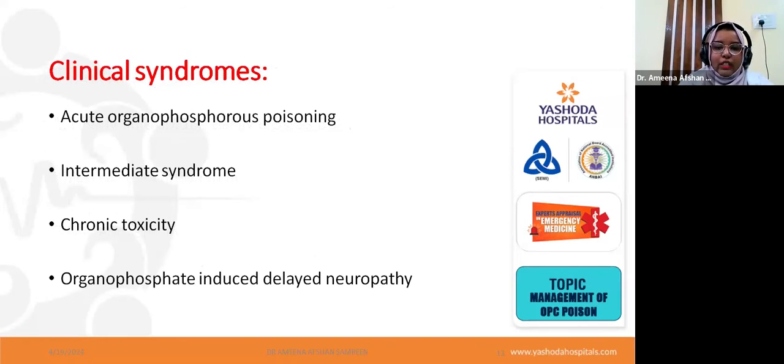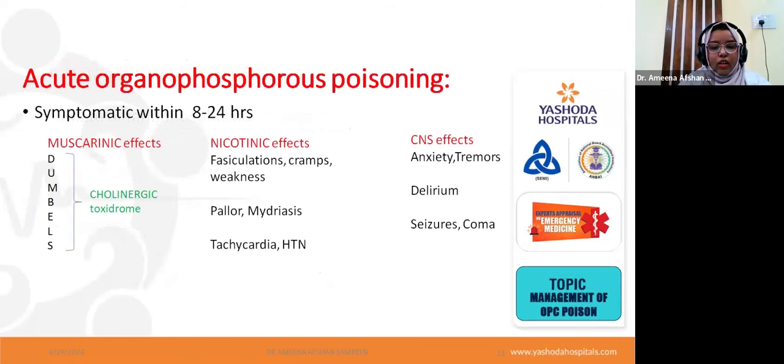The acute OP poisoning, which we commonly see in the ER, there is an intermediate syndrome, there is chronic toxicity, and organophosphate delayed neuropathy. In acute OP poisoning, this starts initially within 30 minutes to 1 hour. It can last up to 24 hours. This is where we see the main symptoms.